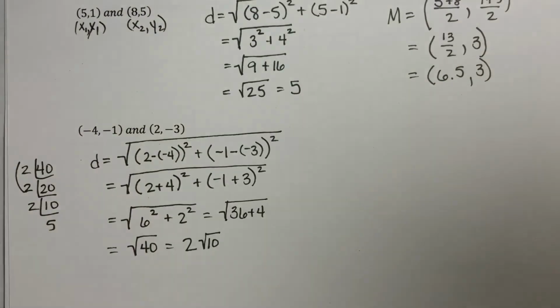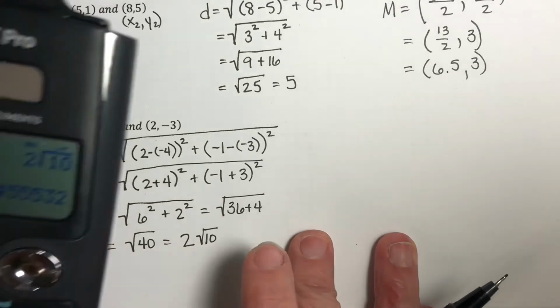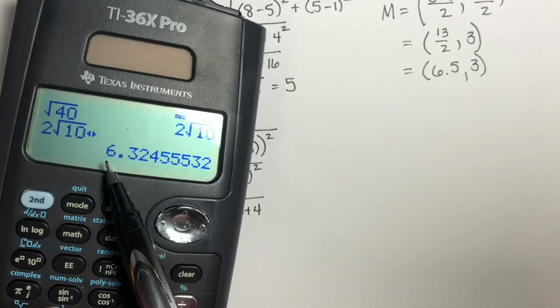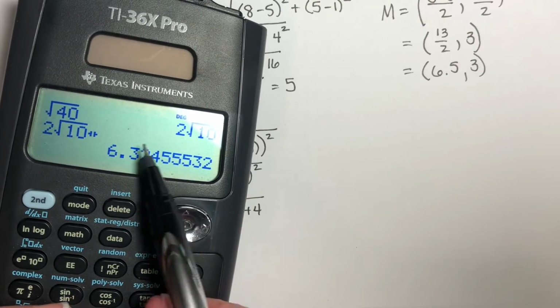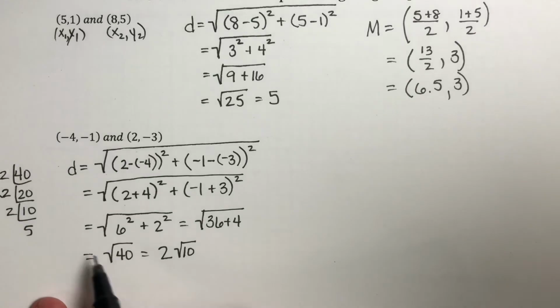Okay? So the precise answer to the length of this line is 2 times the square root of 10. Your decimal approximation would be about 6.3, whatever they ask you to round to. Okay, so this is your distance.